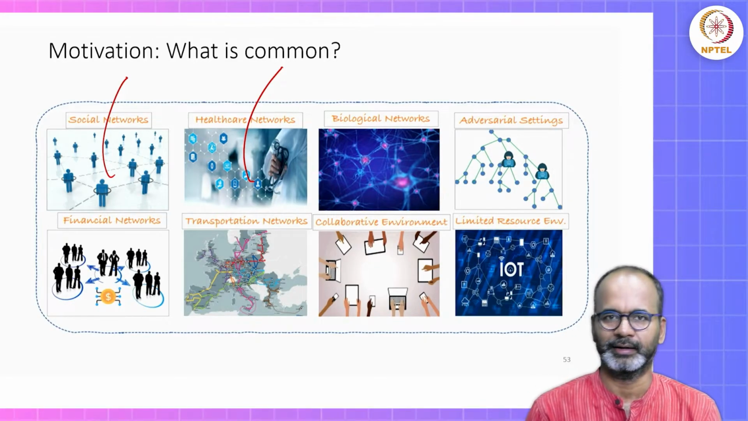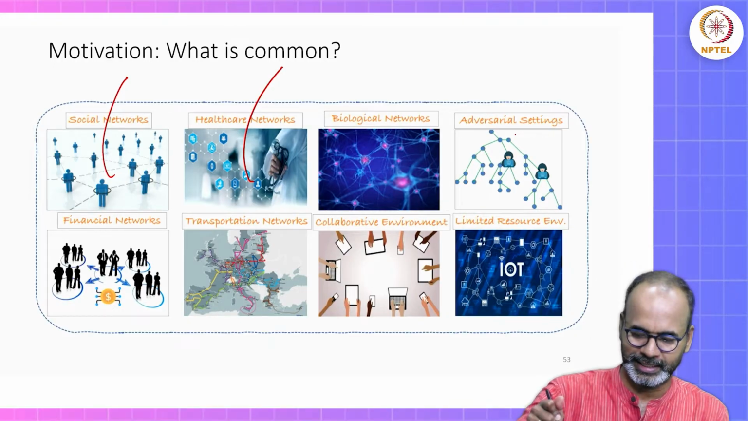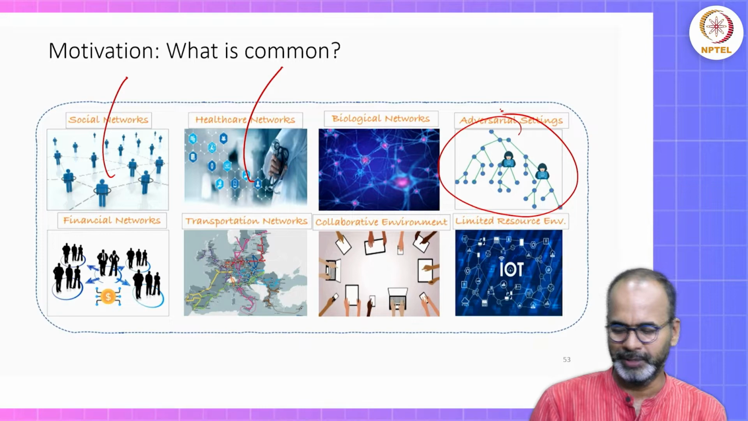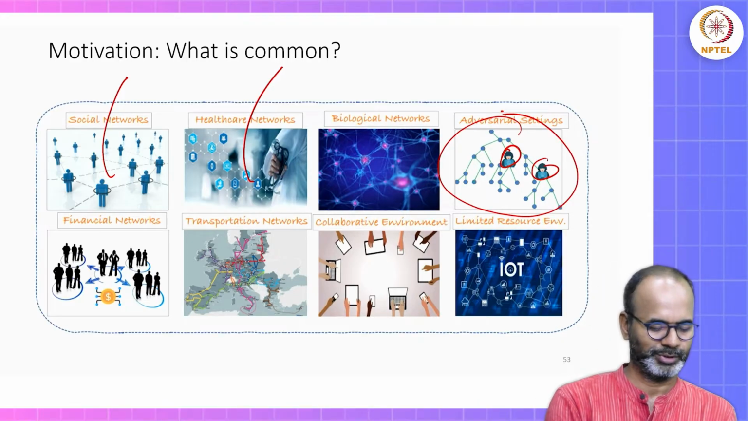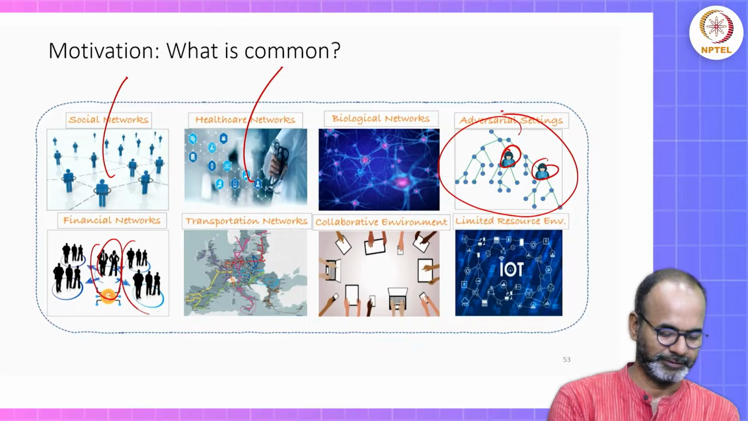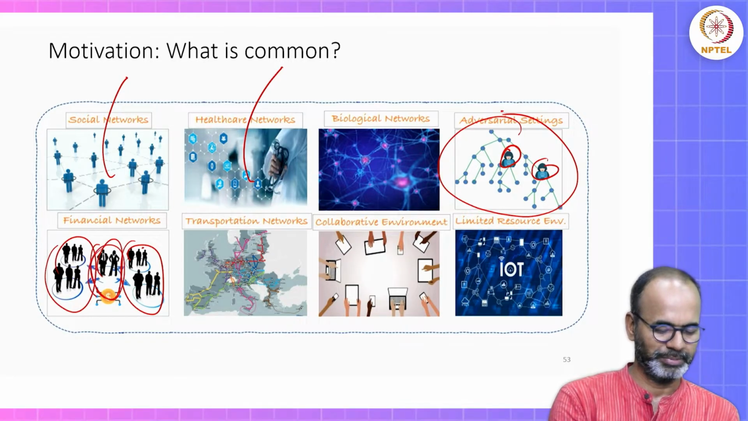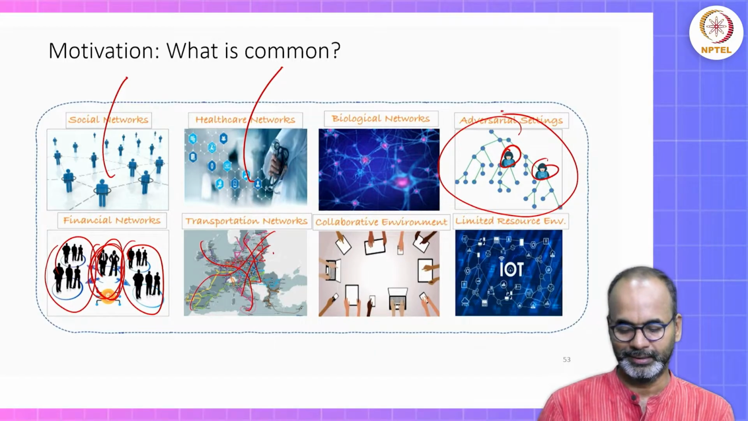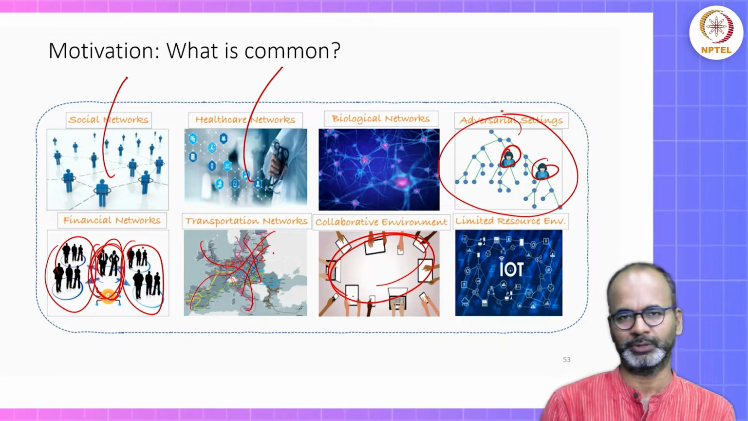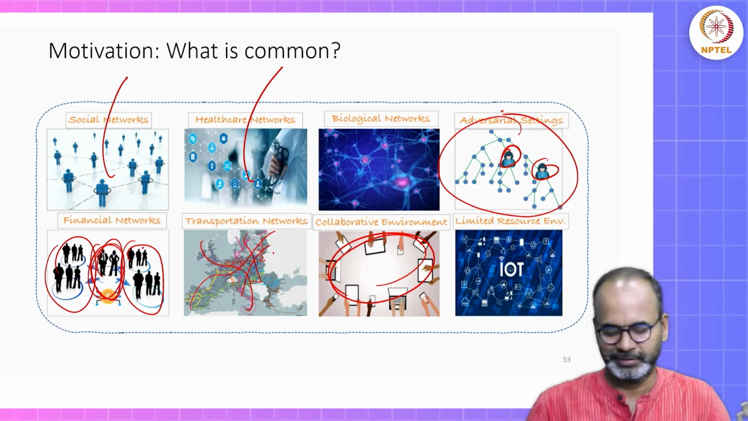Adversarial settings, of course: take a network of people connected, and then there are bad people who are trying to do some things in the network. Financial networks: different banks, different users in the bank, people deciding what the stock value should be. Transportation networks: Google Maps, train maps, subway maps. Collaborative environments: projects between groups, between institutes, probably between countries also.